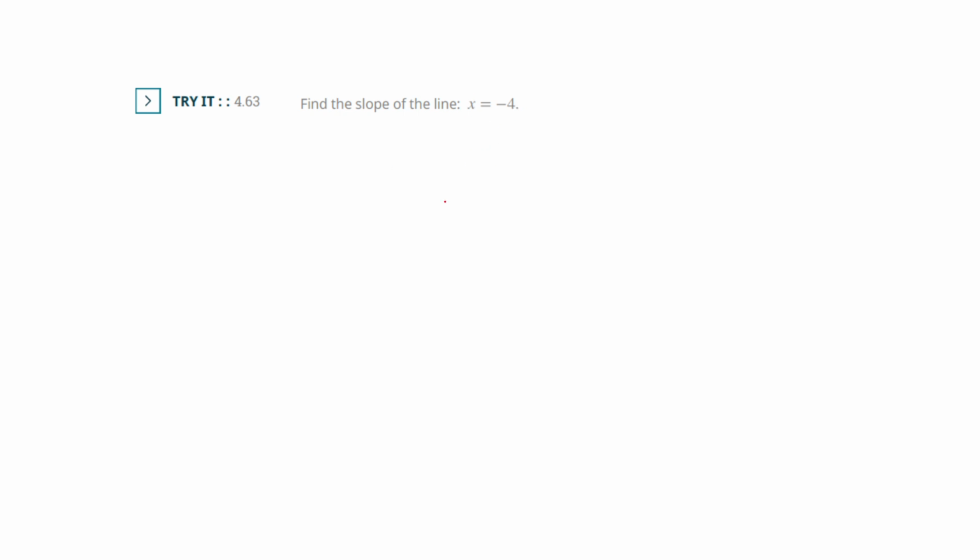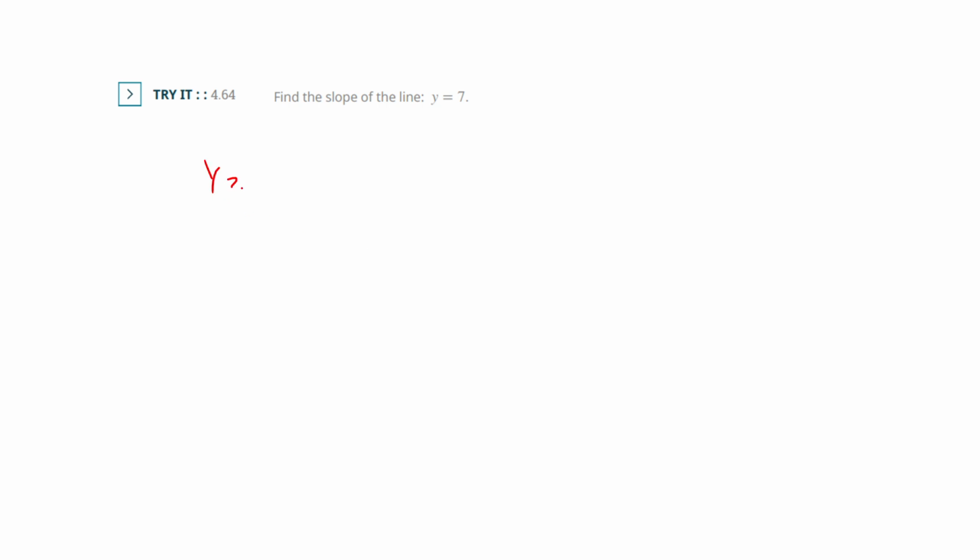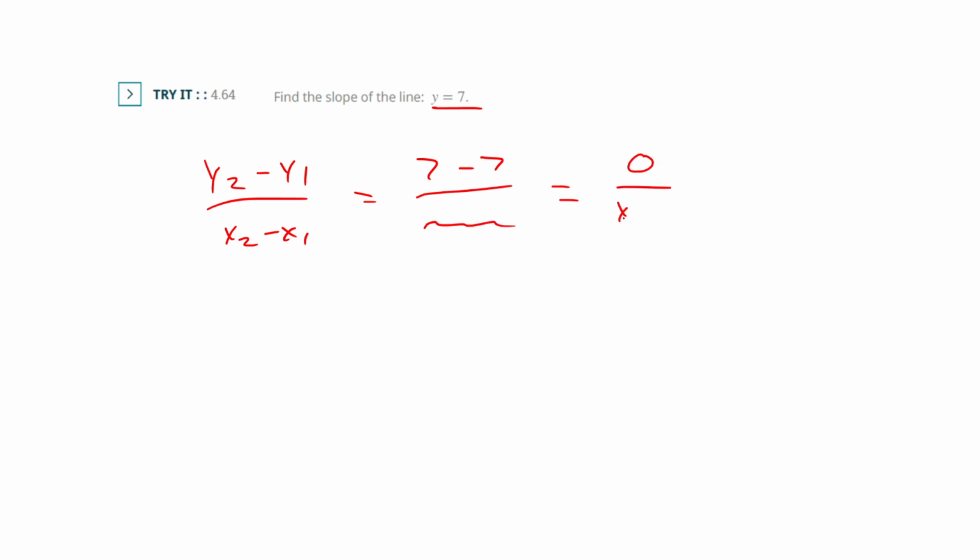Okay, so we have x equals -4. So I would have on the bottom, it's always -4. So this is going to wind up getting a 0 on the bottom. It's a vertical line. It has a slope that is undefined. The m is undefined. If we did it this way, it's always 7 no matter where you are on this line. The y's are always 7. So you're going to get 0 over x2 minus x1. So it's always going to be a slope of 0 for a horizontal line.